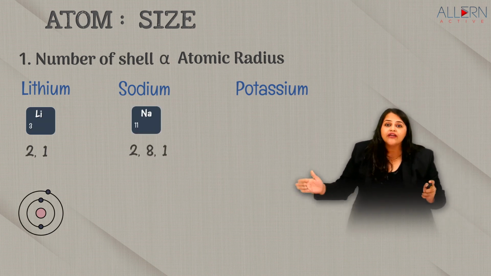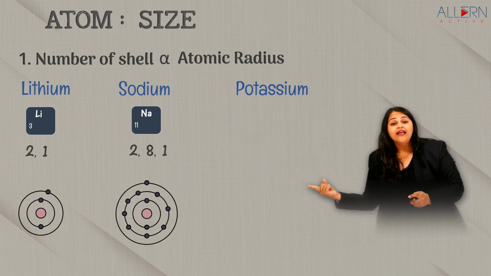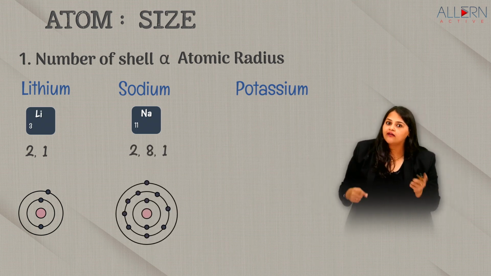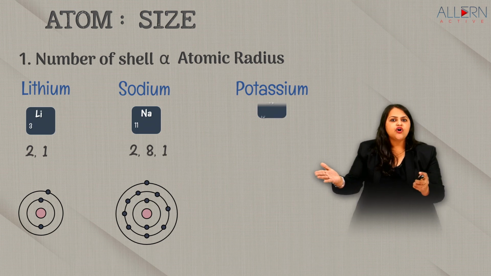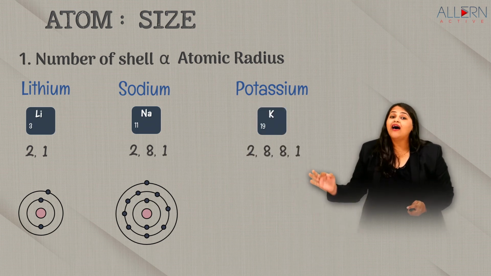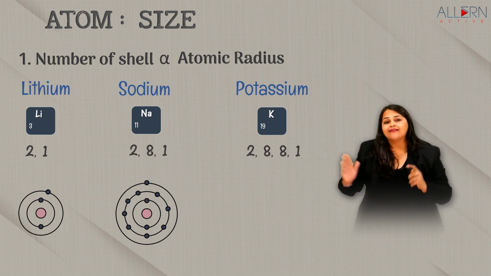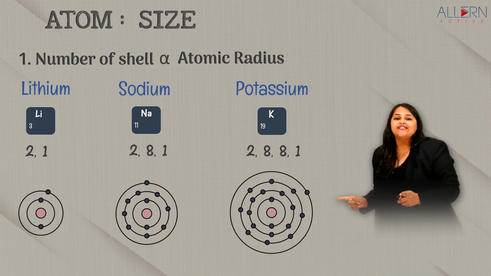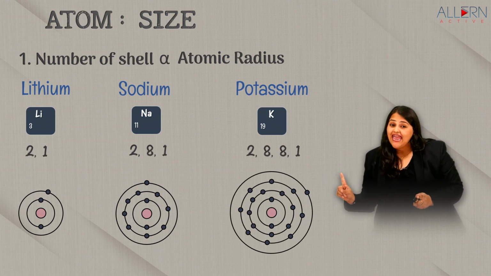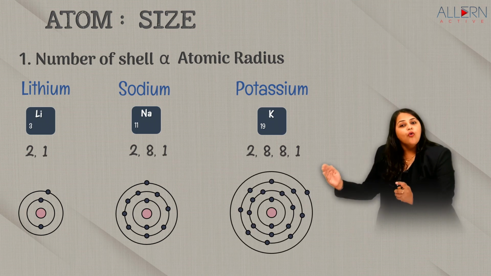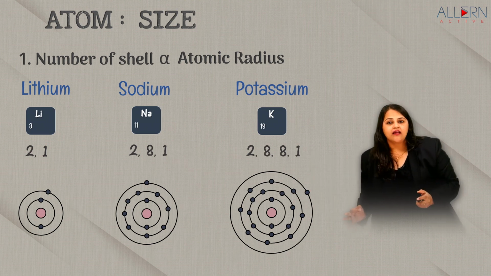But when you look at sodium, look at the electronic configuration, 2, 8, 1. It means you have the K shell, the L shell and the M shell. Shells have increased? Yes. So has the radius. When you talk about potassium, 2, 8, 8, 1. That makes up 19 electrons. And to fit those 19 electrons, you have the K shell, the L shell, the M shell and the N shell. The more the number of shells, the more the atomic radius.